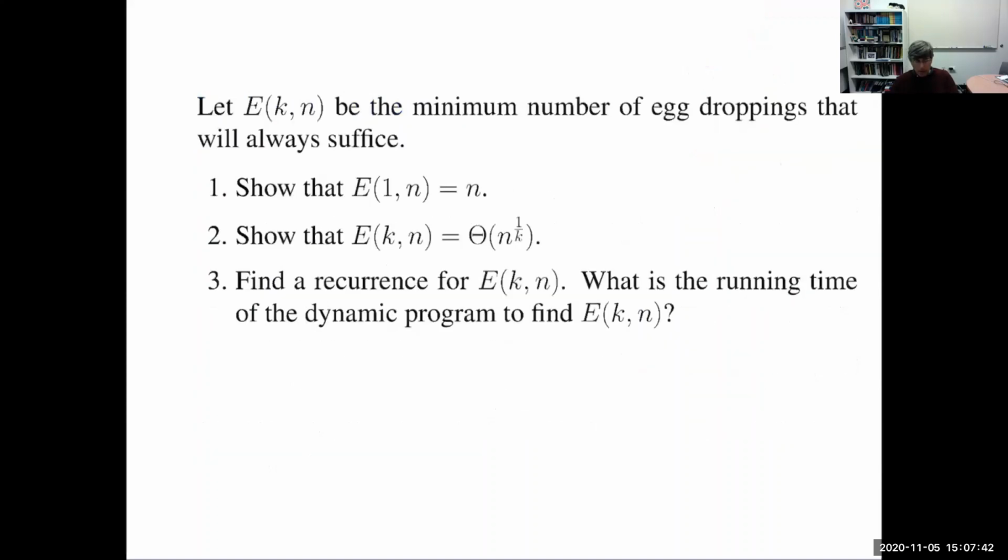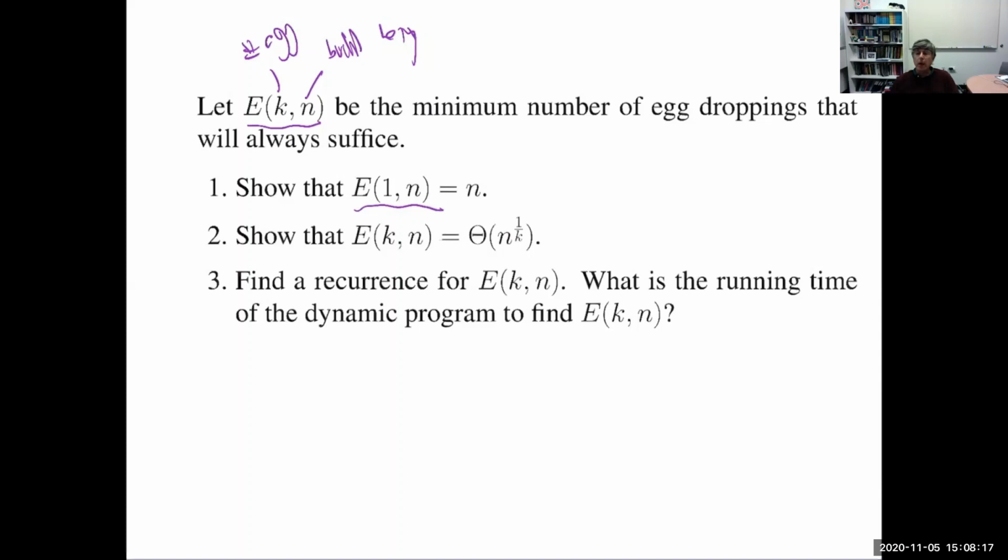Okay, so let's let E sub k n be where you've got an n-story building. This is the building height. And k is the number of eggs. What's the minimum number of droppings you need to find this transition? So my first question is, can you tell me what E of 1n is? Show me that E of 1n is n.